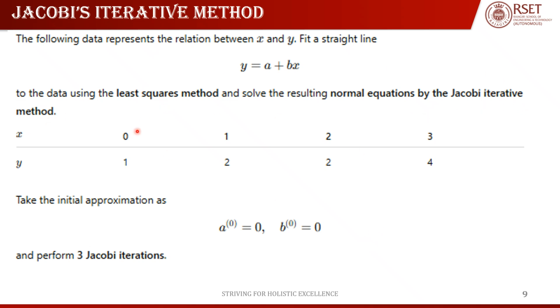So first we need to form the normal equations. We know the normal equations of a line. How to form them? We have summation yi equal to na plus b summation xi, and also summation xi yi equal to a summation xi plus b summation xi square. We'll form the two normal equations, and then we'll solve them. Okay, in the question it's given that we need to take the initial approximation as a0 equal to 0, b0 equal to 0, and we need to perform 3 Jacobi iterations.